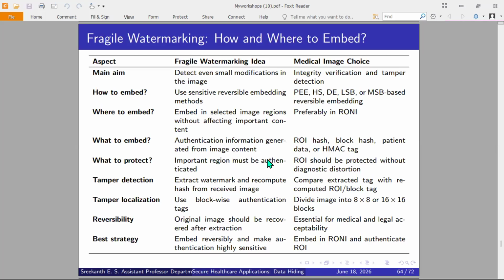For embedding, expansion and shifting can be used. LSB embedding is not much used nowadays, so I did not discuss it. In LSB embedding, you use one or two bits to hide some information, and the receiver can extract it.